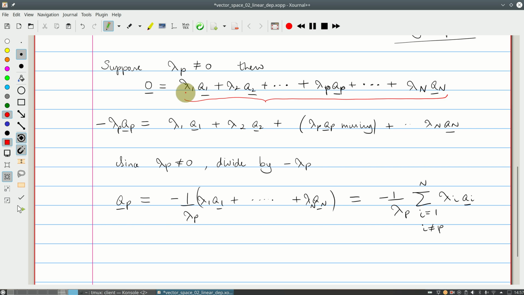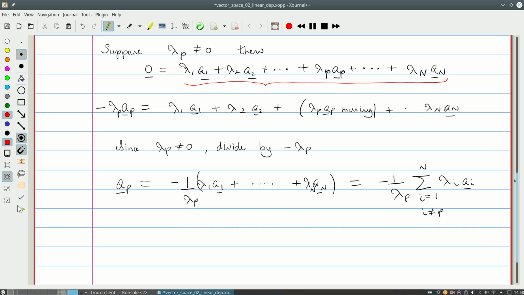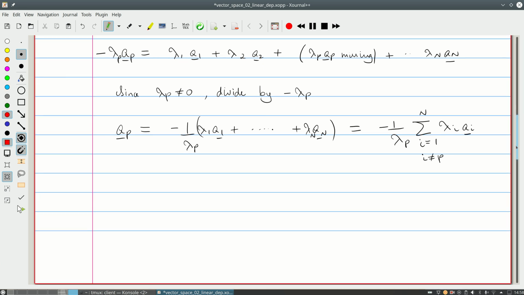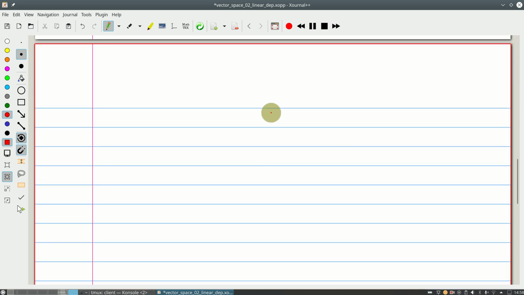So let me say that again. If the only way you can have a linear combination of these vectors a1 to an with coefficients lambda 1, lambda 2 all the way to lambda n equal to the 0 vector is to have the scalars lambda 1, lambda 2, etc. all equal to 0, then the set of vectors is called linearly independent. Okay, now with that definition in hand, let's see if we can work off some cases where vectors are linearly dependent or independent. I have a few examples here, so let me just find them.